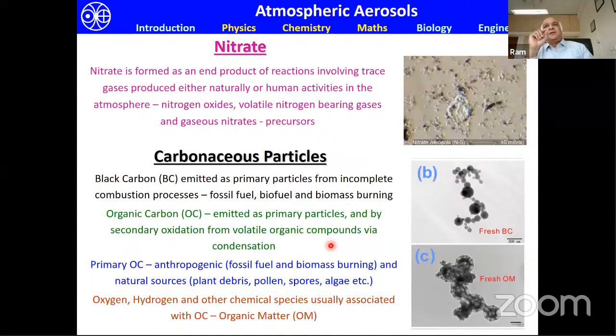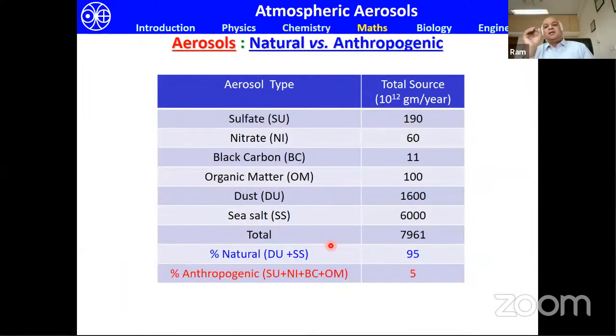As opposed to all the other species in the Earth's atmosphere, there are no natural sources of black carbon. So almost all of the black carbon present in the atmosphere is actually human produced. If I break up the budget to see how much is natural and how much is man-made in terms of the aerosol loading, we put it in terms of 10 to the power of 12 grams per year. This is the source, the amount of emissions per year.